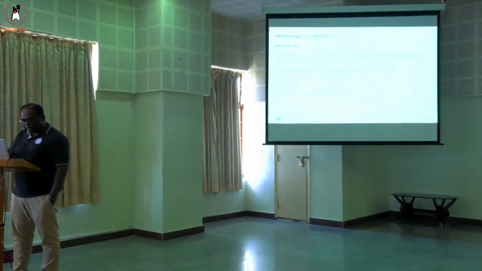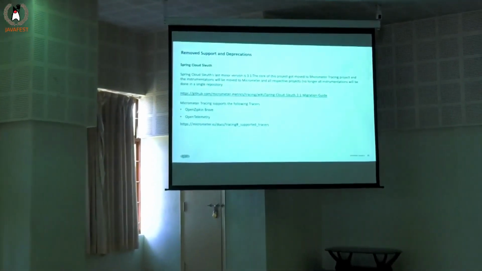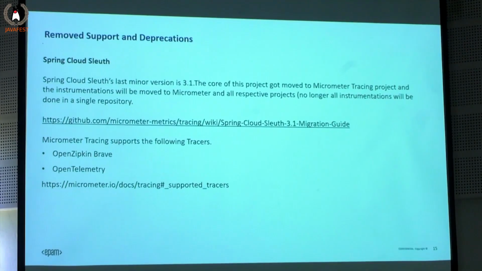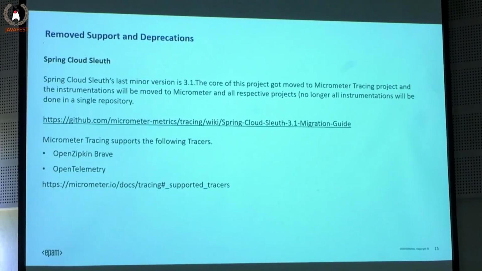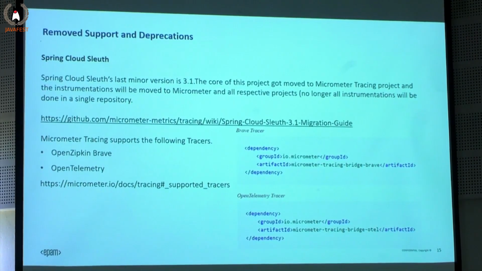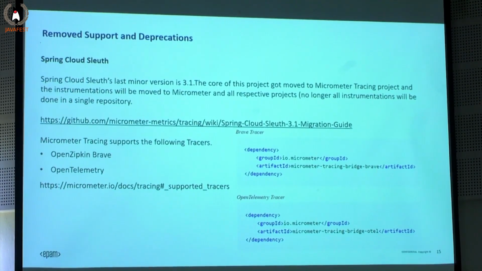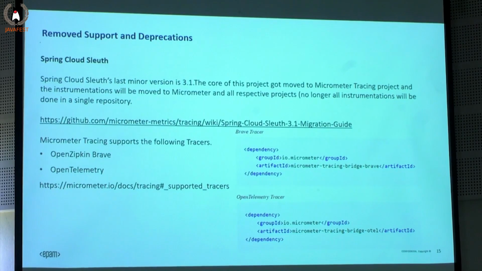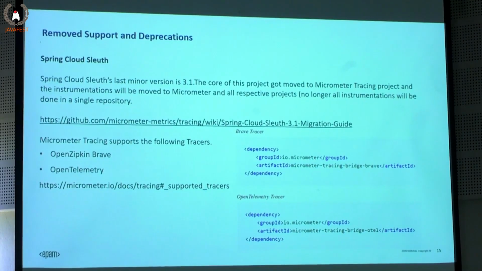And then the Spring Cloud Sleuth. The last minor version of Spring Cloud Sleuth is 3.1, and now it has been moved to Micrometer. That is what our friends in the previous observability session had pointed out, right? It supports the following tracers: OpenZipkin, Zipkin, Brave, and OpenTelemetry. And how it has to be done, the link which I have given will tell you how the tracers are supported. So that link will help you out. And these are the dependencies which you need to include in your POM file. Of course, for your other part, you can refer to the other dependencies also.